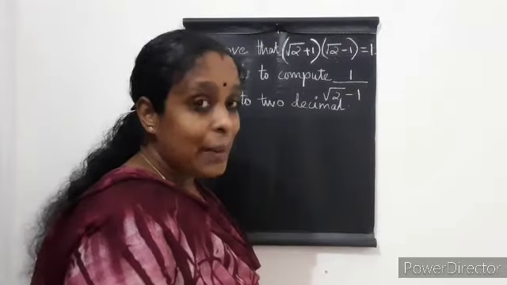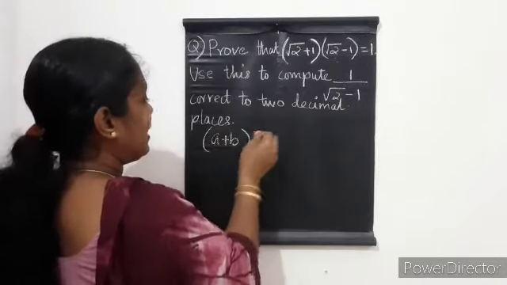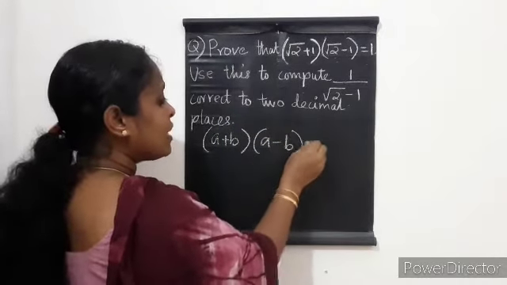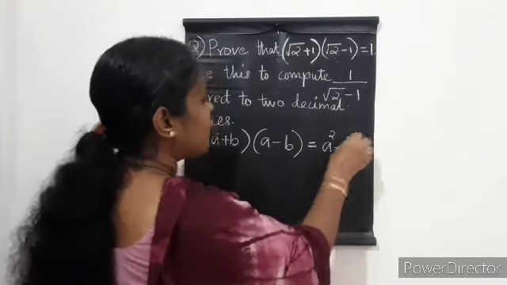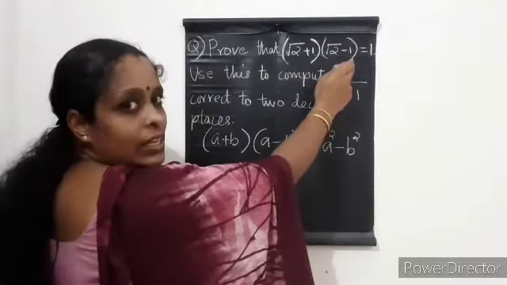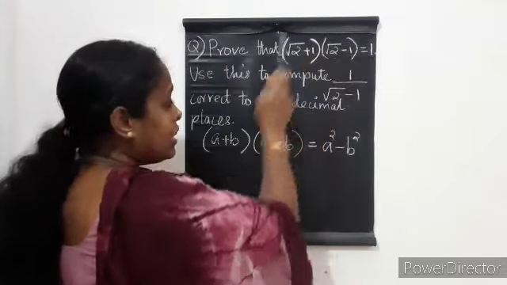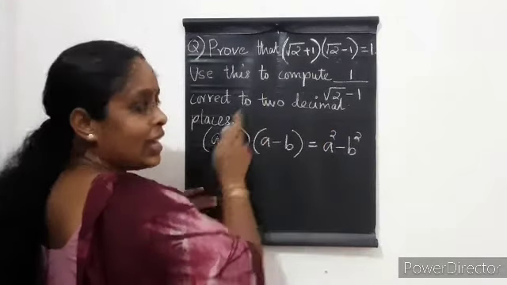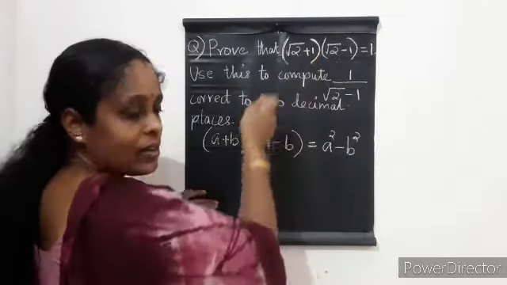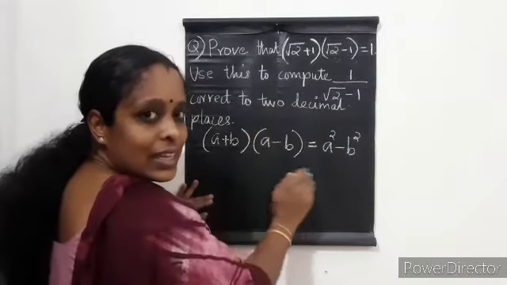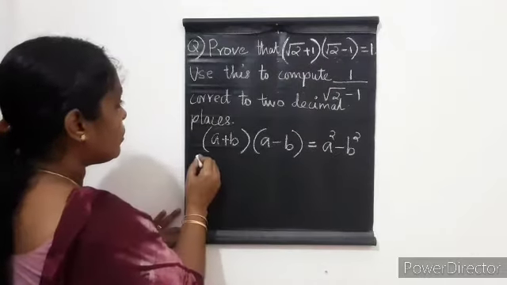Do you know what is a plus b into a minus b? That is a plus b into a minus b is equal to a square minus b square. So this is in the form of a plus b into a minus b. Here in the place of a, it is root 2. In the place of b, it is 1. So we can use this property here.